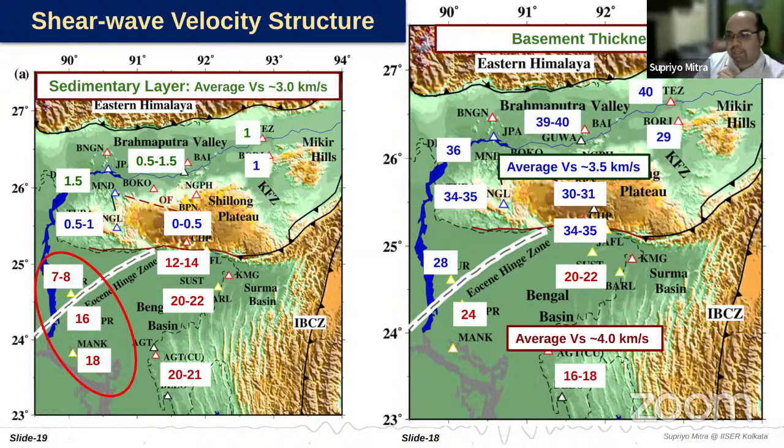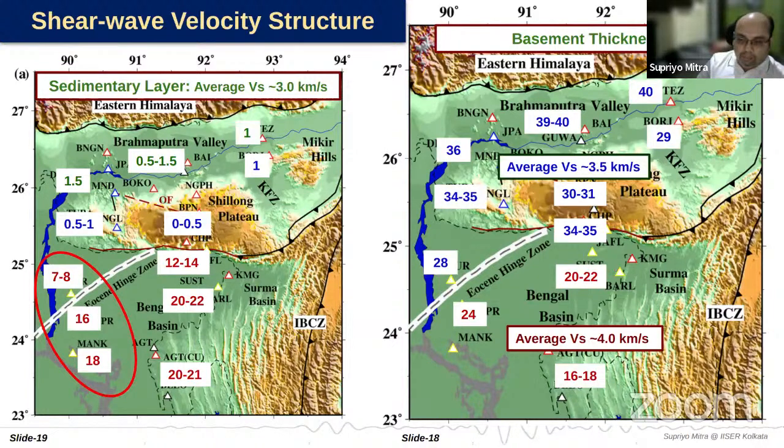If you look at the basement thicknesses and the average velocities, what you see north of the Dauki Fault, across the Shillong Plateau and Brahmaputra Valley, is that all of this region has an average VS of 3.5 kilometers per second, average VP/VS of a felsic crust, and you have crustal thickness variations, the thinnest being underneath the Shillong Plateau. The moment you go across the Dauki Fault and to the south, you start seeing thinner transitional crust, as I call it. So you have average velocities which are larger, about 4 kilometers per second, and the crust thins.